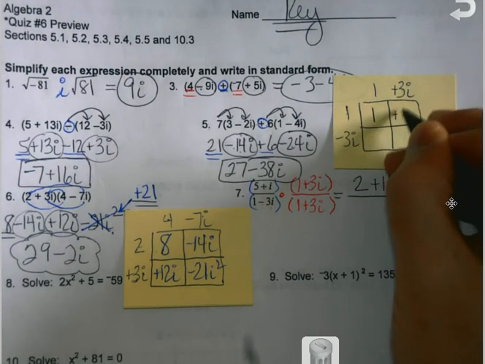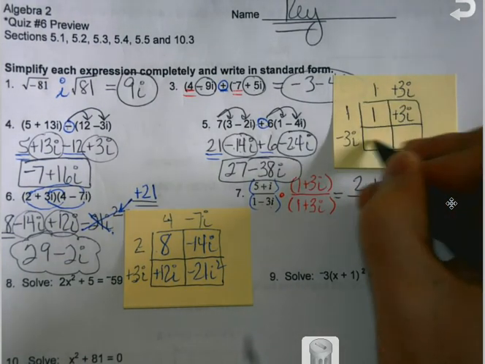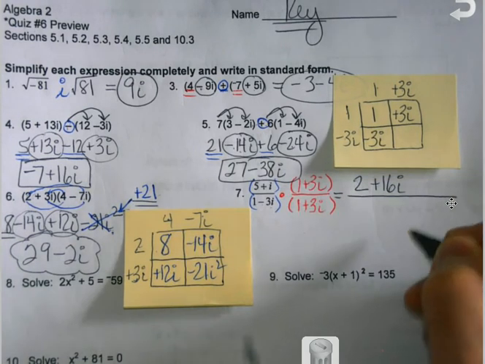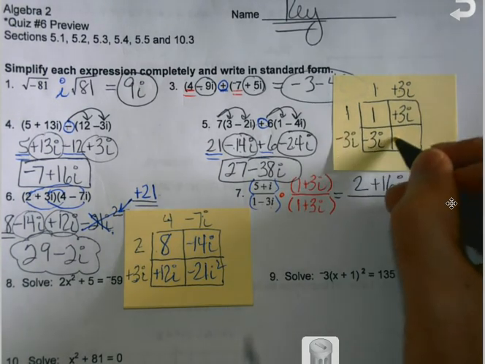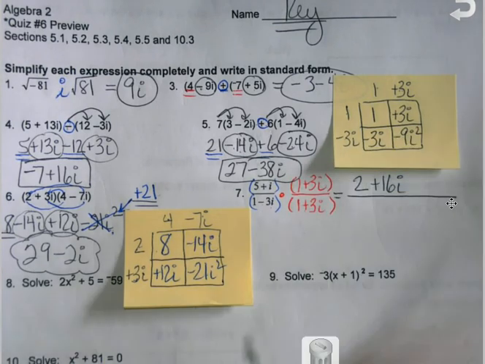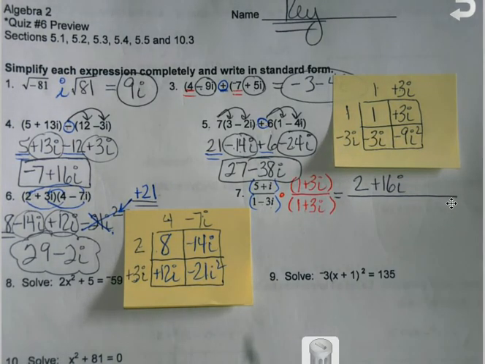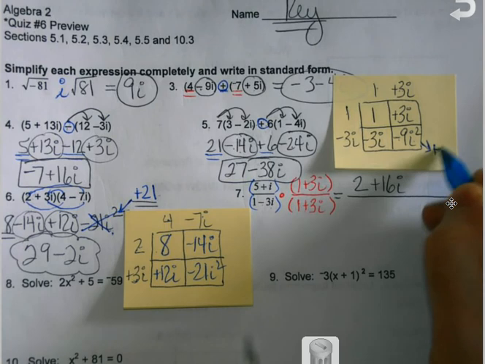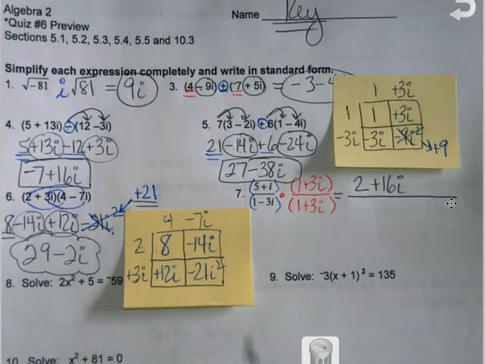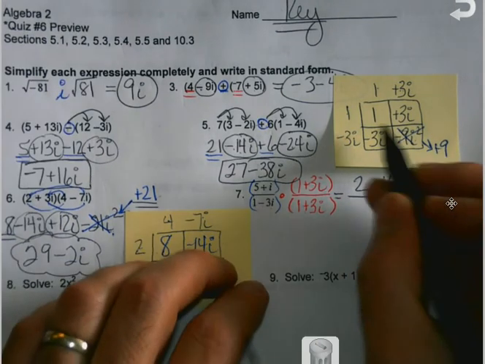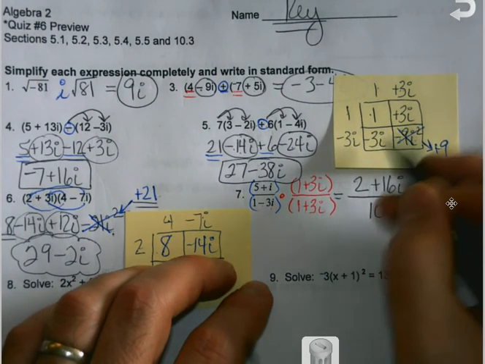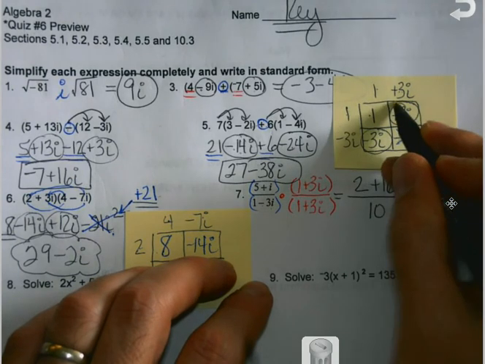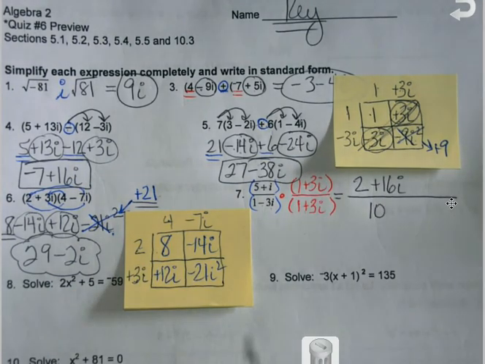1 times 3i is 3i. 1 times -3i is -3i. And -3 times +3 is -9i squared. But again, i squared is -1. So -9 times -1 makes it a +9 that I'm going to be working with. And then my last job is to say, okay, 1 plus 9 is 10. Hey, -3i and +3i wipe each other out. Good. I don't have any i's left.